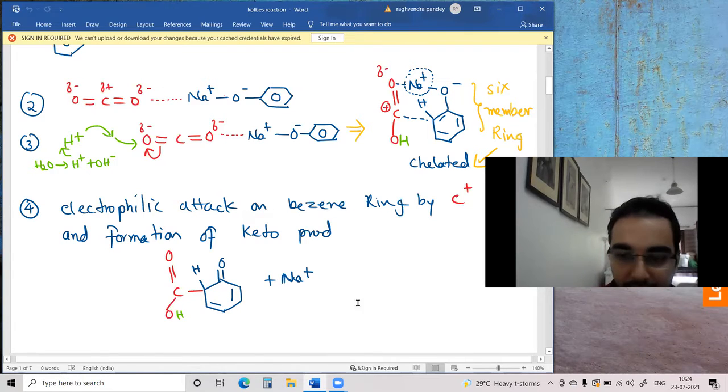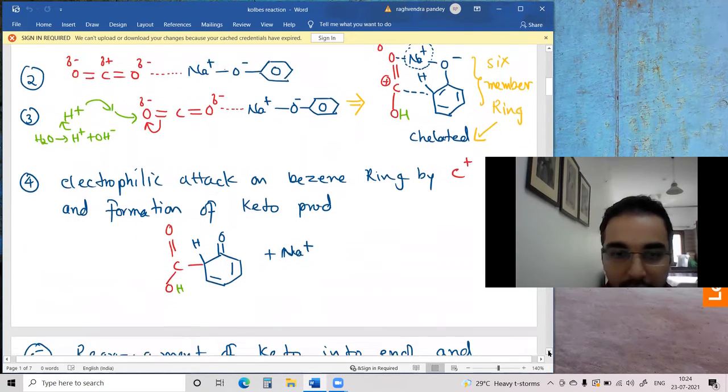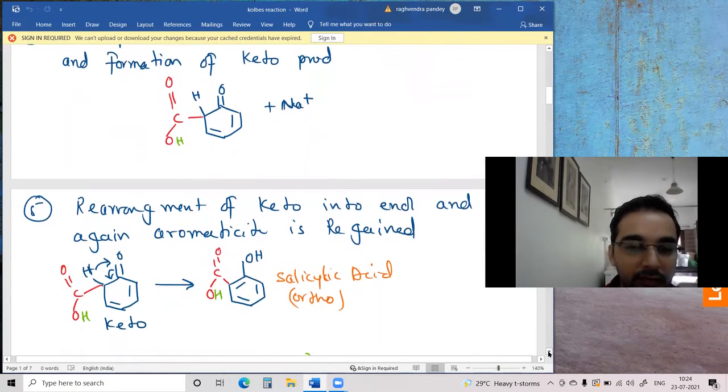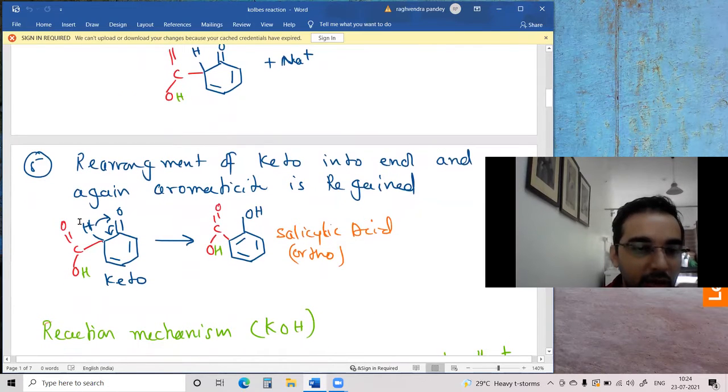Now to regain its aromatic structure, the hydrogen from the benzene, which is present at the ortho position that you can see here, migrates onto the oxygen. So benzene hydrogen migrates onto oxygen, converting it back to enol form. So that is your keto form, and this is your enol form. Okay, so that is your ortho product, salicylic acid. So this is how the reaction goes on.